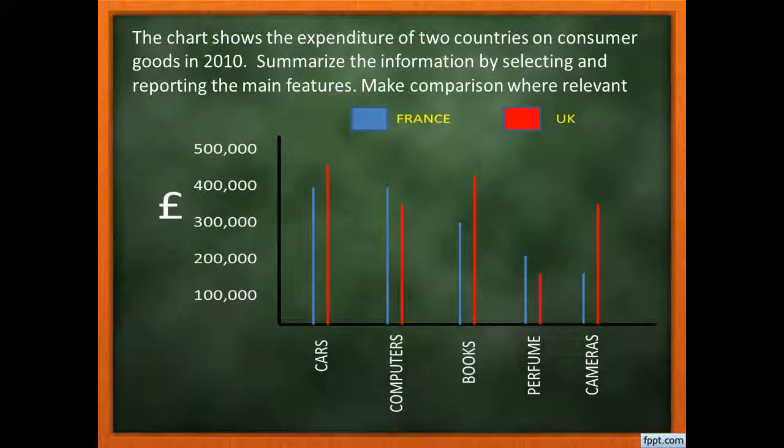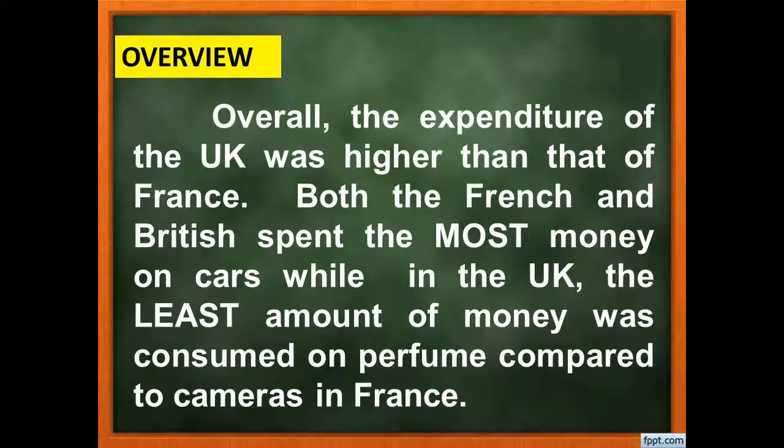Now, let's look at the UK. What is the highest consumer good for the UK? We have cars. And how about the lowest? We have perfume. So those are the things we have to mention in our overview. Thus, this is what our overview looks like. And when you make your overview, you always begin with overall, or in general, or generally. Those are the three things you're going to use to begin your overview. But this time, we're going to use overall.